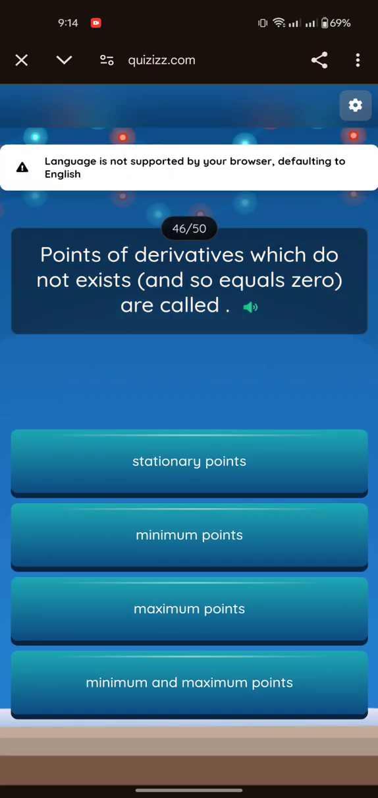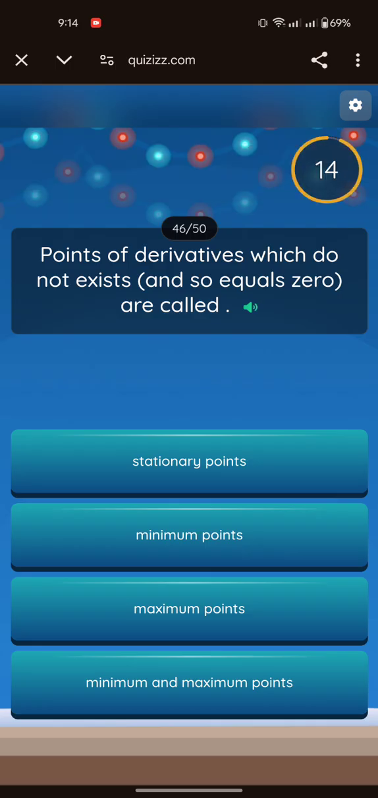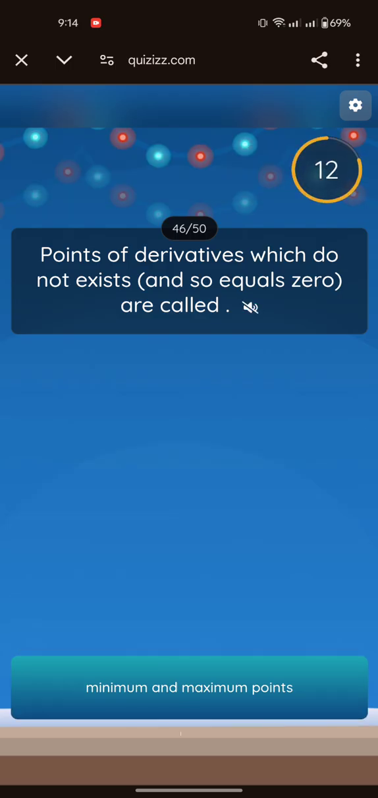Question. Points where derivatives do not exist or equal 0 are called. Option 1, stationary points. Option 2, minimum.